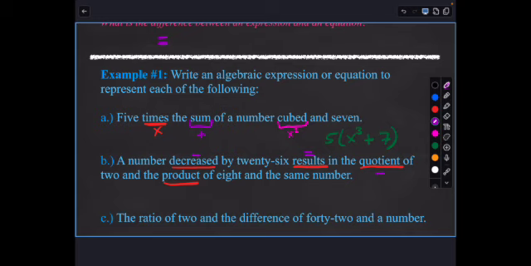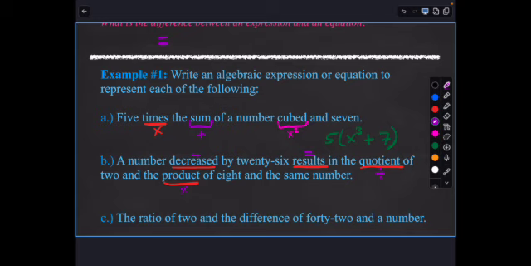And product is multiplication. Just more words meaning the same things. Remember, we had times, we have multiply, we have product. We're just slowly building a sheet of words that mean certain things.